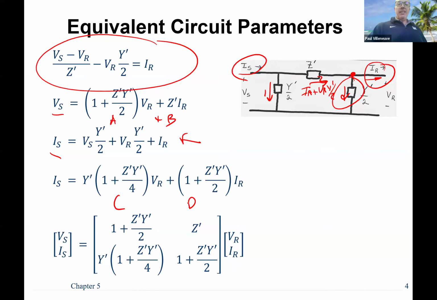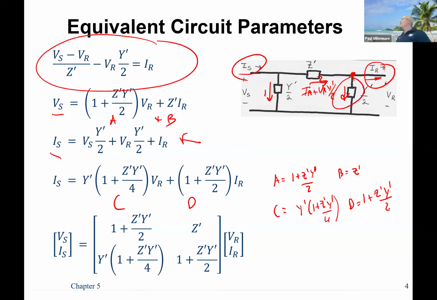So now I can see that my A term is 1 plus Z prime Y prime over 2. My B term is equal to Z prime. My C term is equal to Y prime times 1 plus Z prime Y prime over 4. And my D term is 1 plus Z prime Y prime over 2. Let's sanity check and see if our work makes sense. What's one way you can just look at this page and get pretty high confidence that my results are correct?